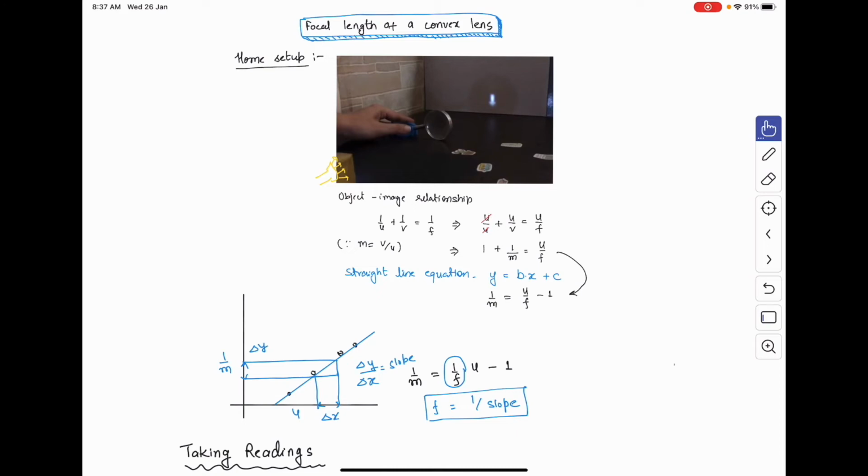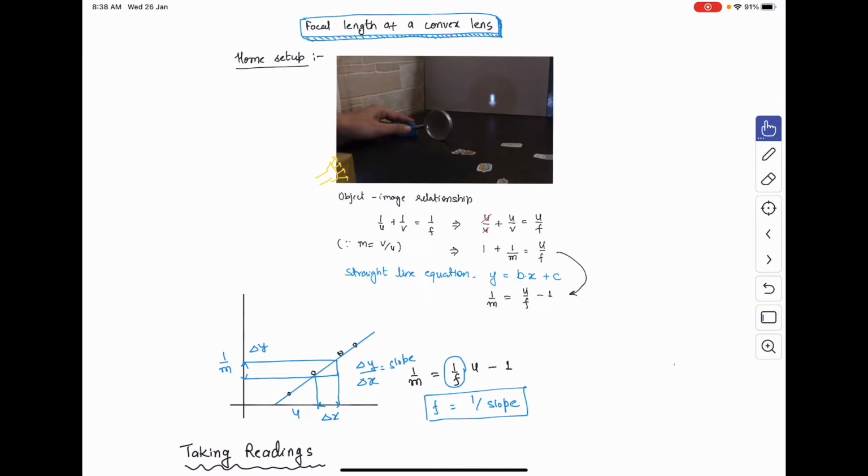In this video, we are going to discuss one of the very basic experiments in optics, which is calculation of focal length of a convex lens. The setup is such that it can be done at home. You can already see a demonstration of this setup in the form of a video. Today, what I am going to explain here is how to take readings from this setup and get to know the value of focal length.